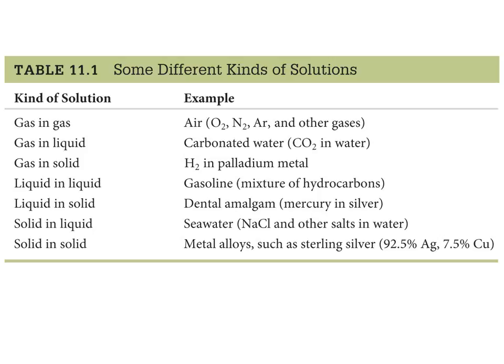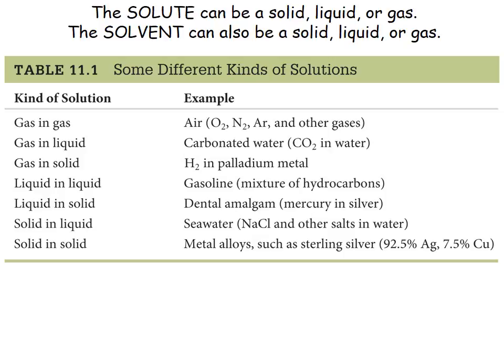This is a table from your book, table 11.1, which describes different types of solutions. And so the kind of solution on the left means the phase of the solute dissolved in the phase of the solvent, and some examples are given on the right. So the take-home message from this particular table is that the solute can be a solid, liquid, or gas. All right, so you see examples of all three. The solvent can also be a solid, liquid, or gas.